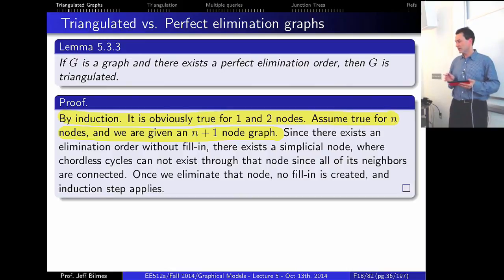And so we're assuming that there exists a perfect elimination order, right? And since there exists a perfect elimination order, there exists an elimination order without fill-in. And so there exists a simplicial node where a chordless cycle cannot exist through that node, since all of its neighbors are completed. We've already sort of done this, right? So once we eliminate that vertex, no fill-in is created. We're left with a graph of size n, in which case the induction hypothesis holds, hence proved.